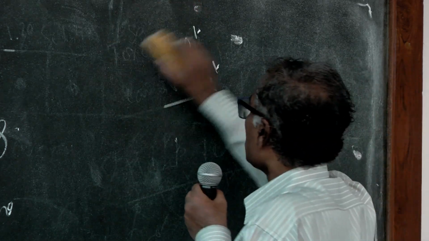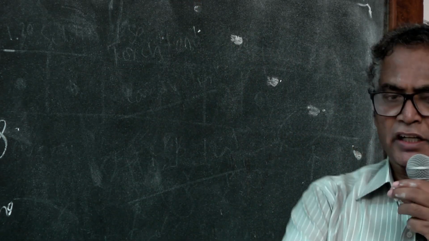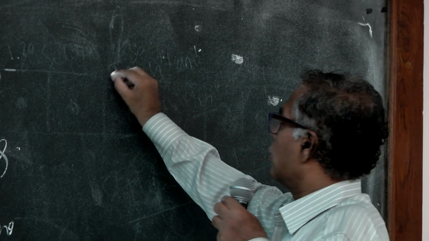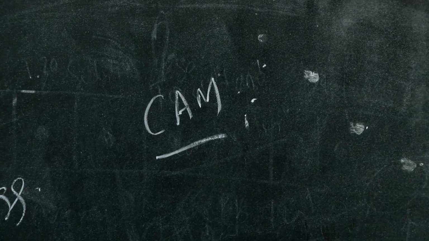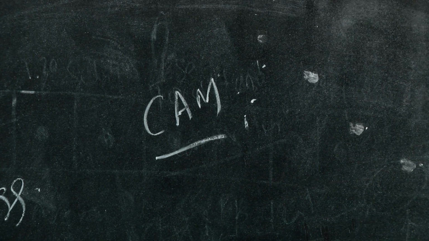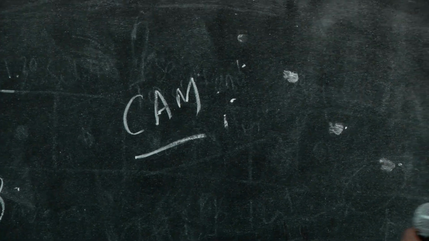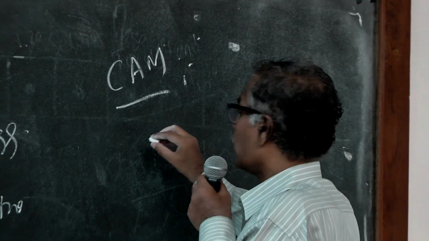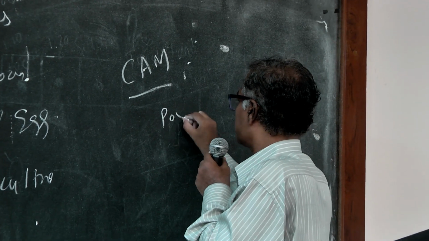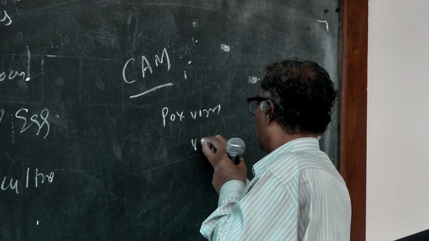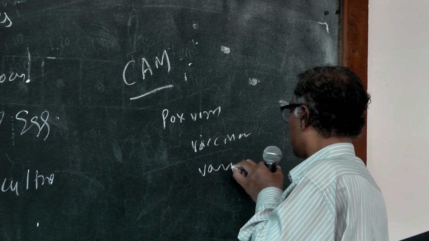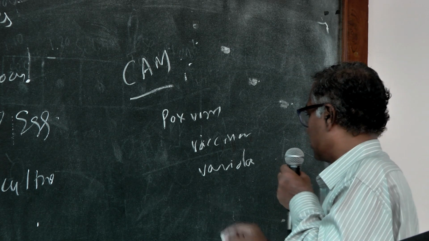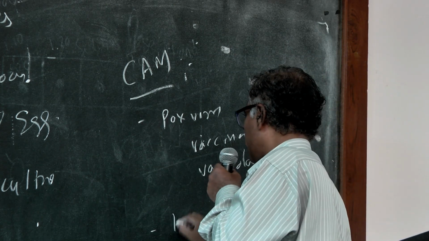viruses? First and foremost is the chorioallantoic membrane. Here, usually an embryonated egg of 10 to 12 days old is taken, and this chorioallantoic membrane is used for the development or cultivation of pox viruses, vaccinia, variola viruses. It can also be used for herpes simplex viruses.